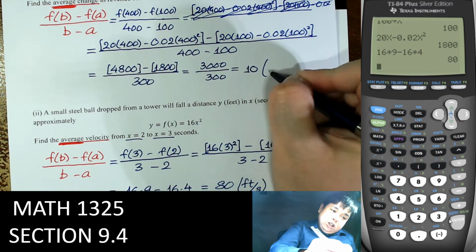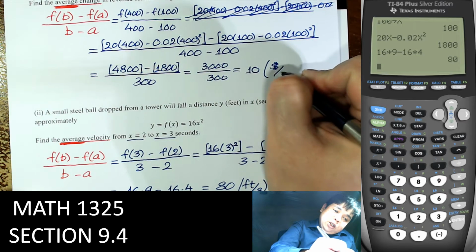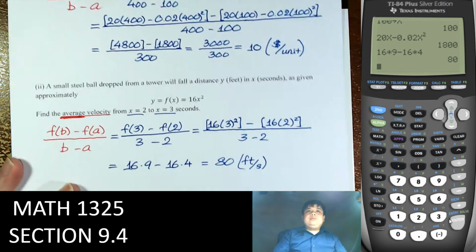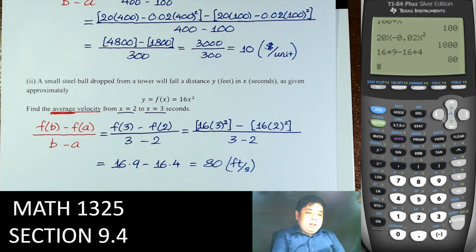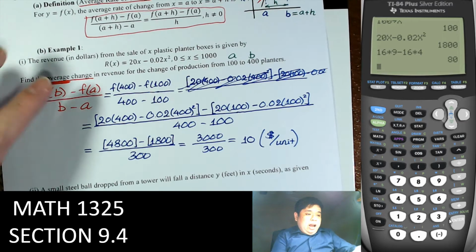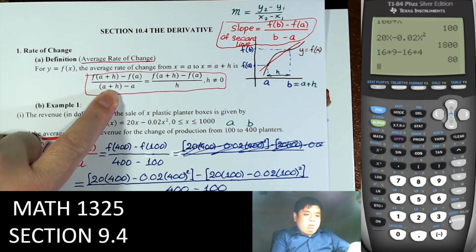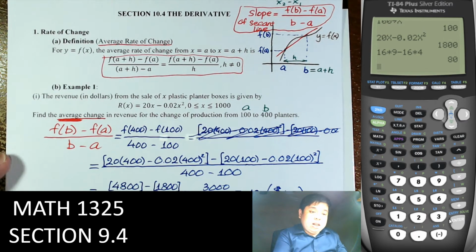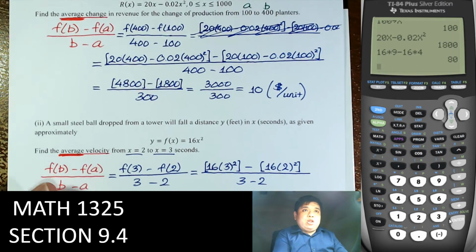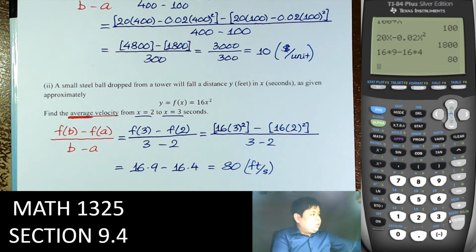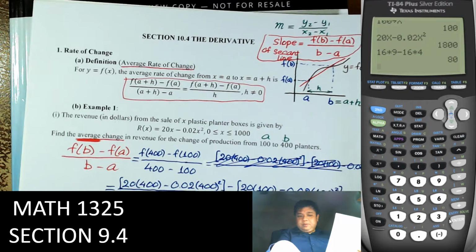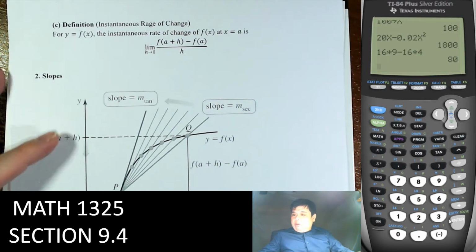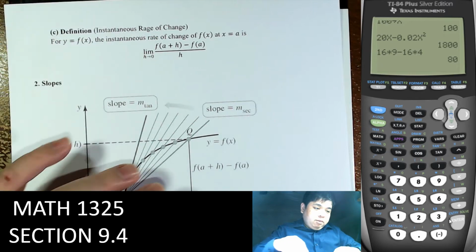As the previous one, the unit would be dollars per unit. And like I said, you can use that formula as well. But if there's average rate of change, average velocity, just go y of a, y of b, and just find the slope. And it'll be just that. And then there's the reason we write in this formula. So now we go to instantaneous rate of change.